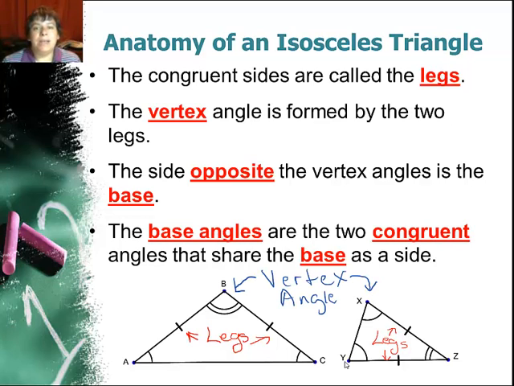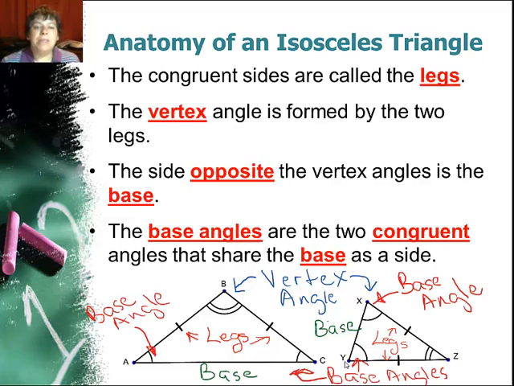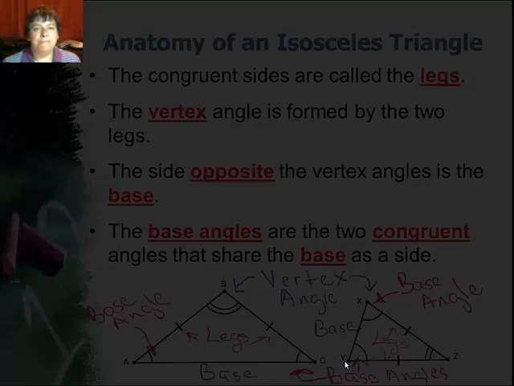The vertex angle is formed by the two legs. So it's usually the odd man out, the angle that doesn't match the other two. The side opposite the vertex angle is the base. And the base angles are the two matching or congruent angles that share the base as a side.